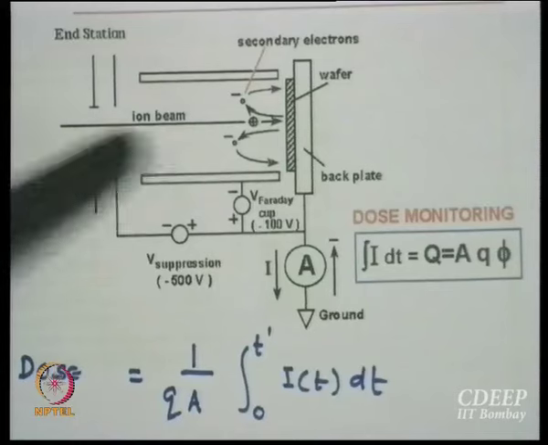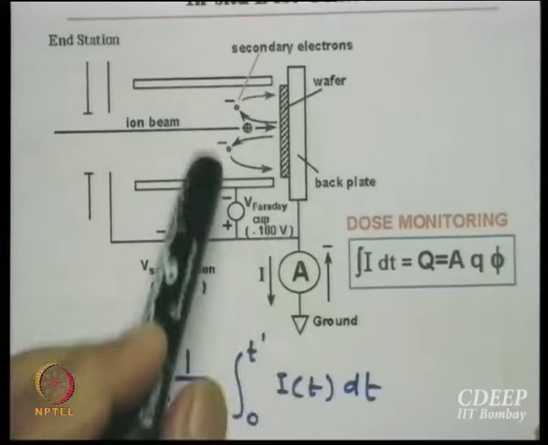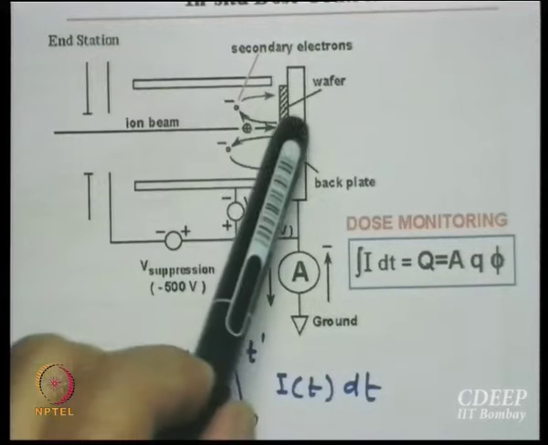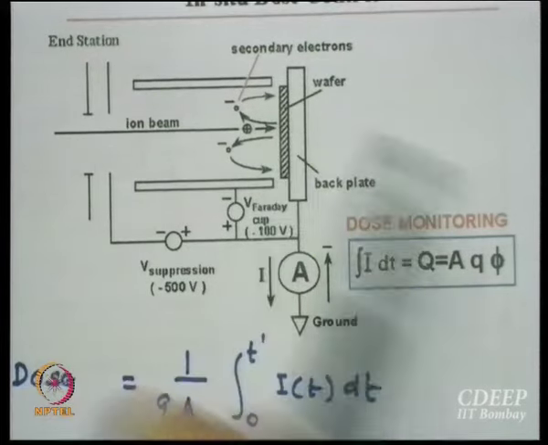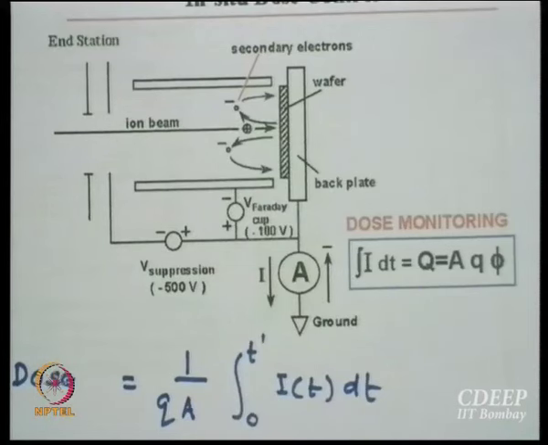Okay, so here is the last part of the implanter. The ion beam is coming. There is some kind of cylindrical system which is called the Faraday cup or Faraday chamber. Please remember, in the earlier version, the wafer holder, how do you measure the current? As the ions strike the wafer, since they are charged, and if the wafers are grounded, then the charge flows through and current is monitored.